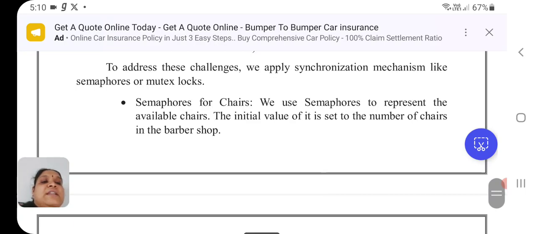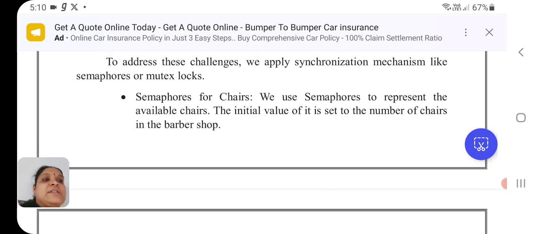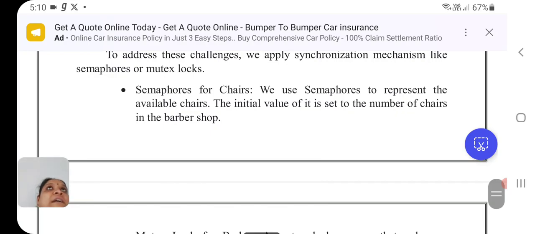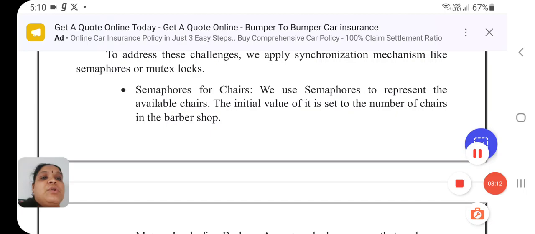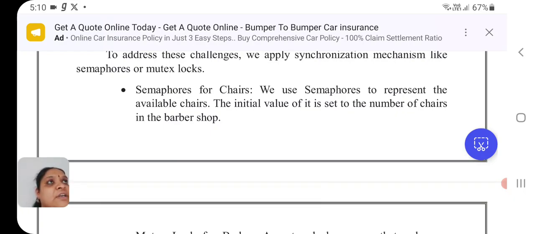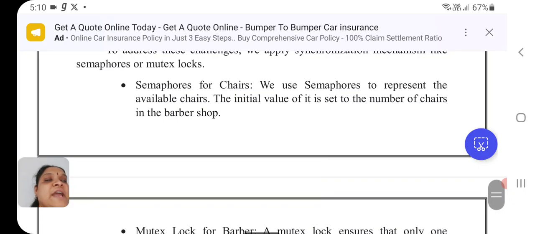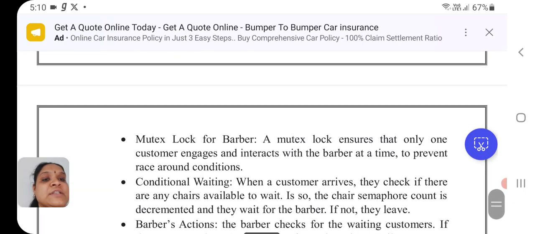To address these challenges, we apply synchronization mechanisms like semaphores or mutex locks. So what are semaphores here? We can apply semaphores for chairs. We use semaphores to represent the available chairs here. The initial value is set to the number of chairs in the barber shop. We know semaphores can handle values such as zeros and ones.